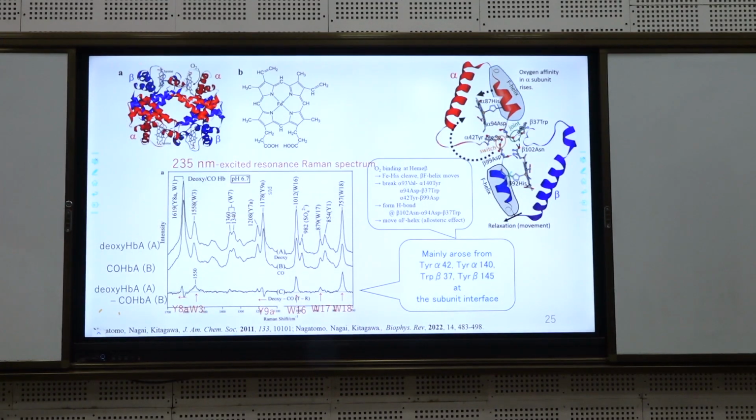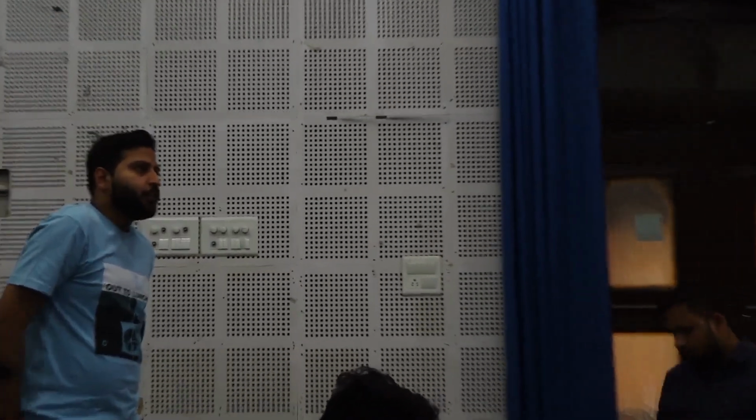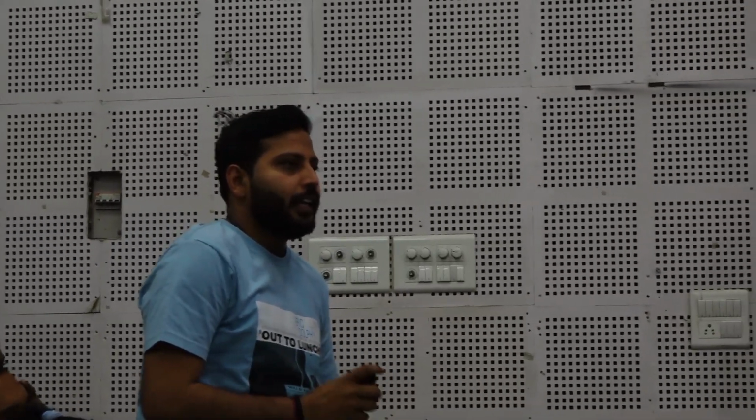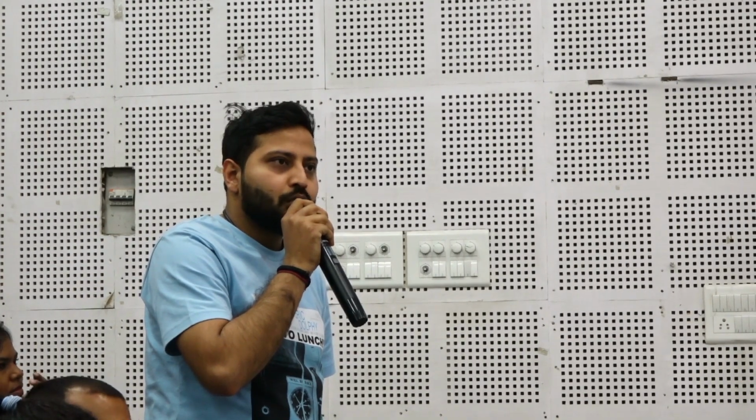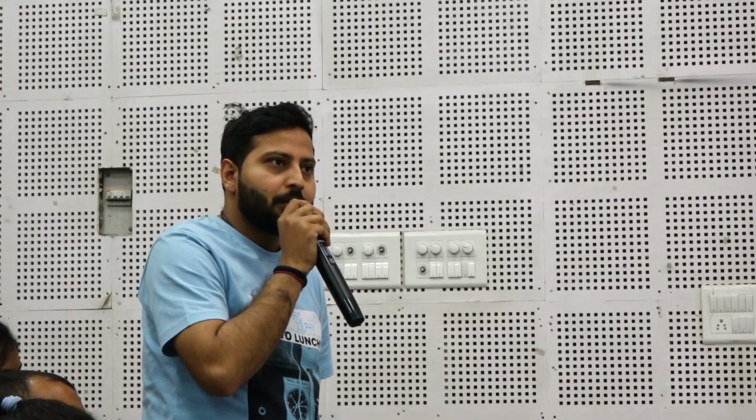Sir, I have one question. When you are deciding the excitation source for every biomolecule, you are taking the absorbance band as a reference, and then choosing the excitation source for each biomolecule. As the excitation source is at the absorbance peak, is there no fluorescence background coming during the Raman?